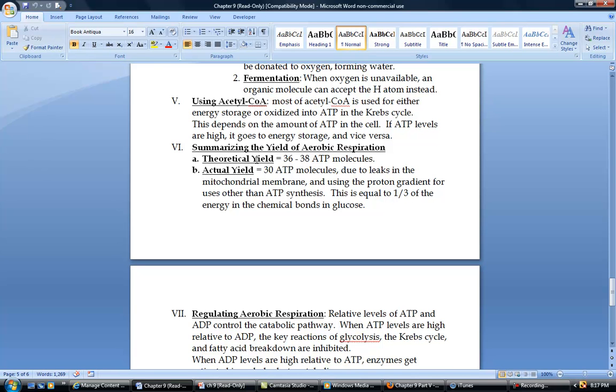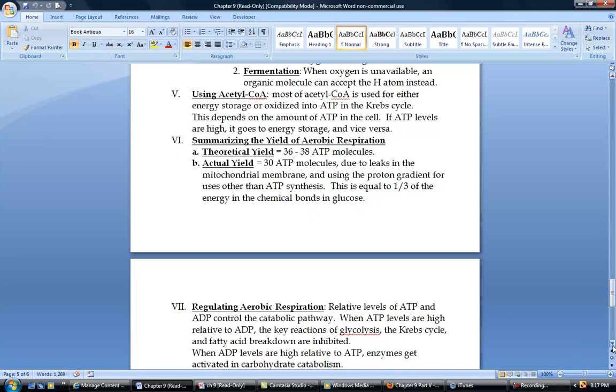That's theoretical though. Actually, there are leaks in the membrane, so you can use that proton gradient for other uses. So we actually only get about 30 ATPs total. We lose a couple here and there with those processes. That's only a third of the energy that's in the bonds in glucose. So we're not very efficient at getting ATP out of glucose.